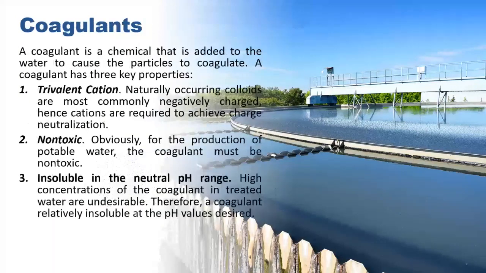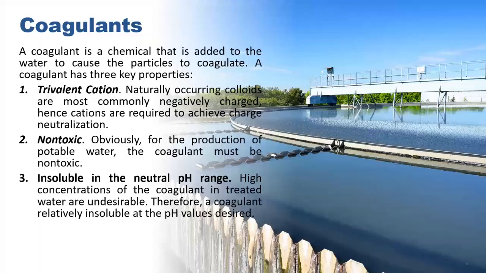Now let's move on to the coagulants. A coagulant is a chemical that is added to the water to cause the particles to coagulate. A coagulant has three key components. First, a trivalent cation. Naturally occurring colloids are most commonly negatively charged, hence, cations are required to achieve charge neutralization.